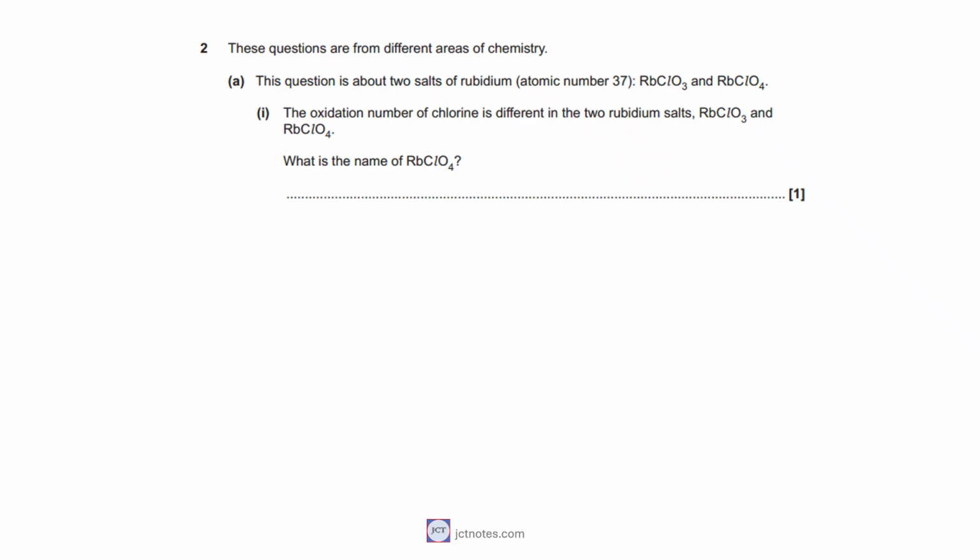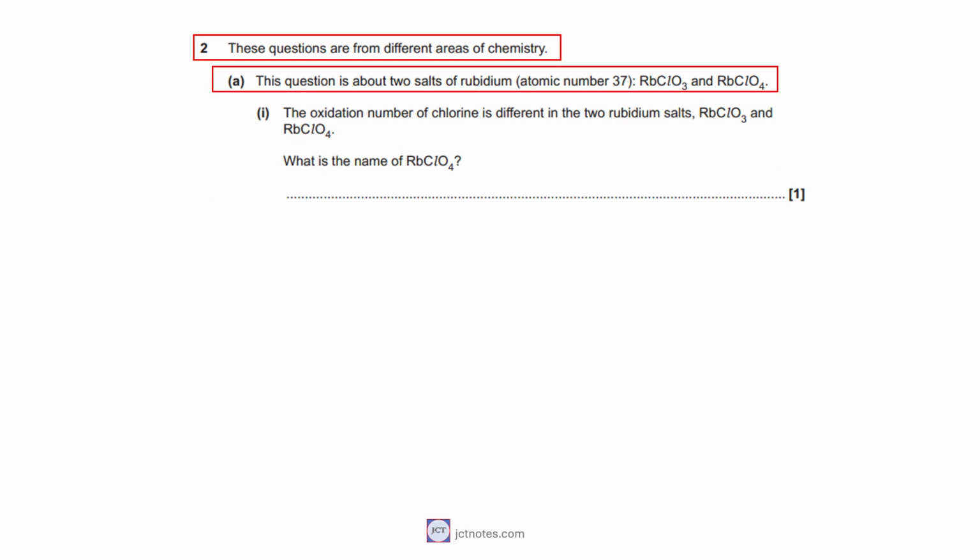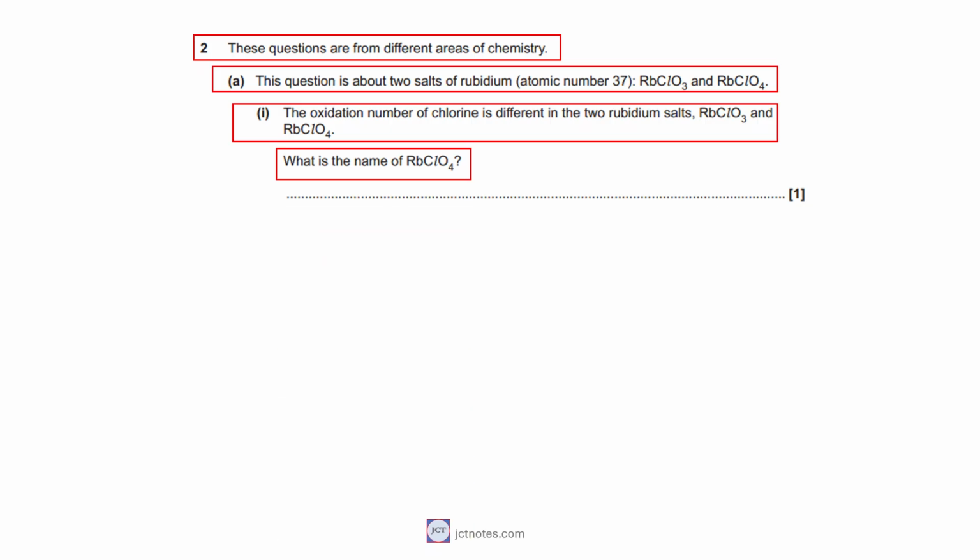Question 2 covers topics from several areas of chemistry. Part A focuses on 2 rubidium salts, RbClO3 and RbClO4. The first question tells us that chlorine has a different oxidation number in each salt and asks us to name the compound RbClO4. At first glance, you might assume that chlorine has an oxidation number of -1, since that is often the case in compounds such as sodium chloride. However, chlorine can have a range of oxidation numbers, including positive values when it is bonded to oxygen.